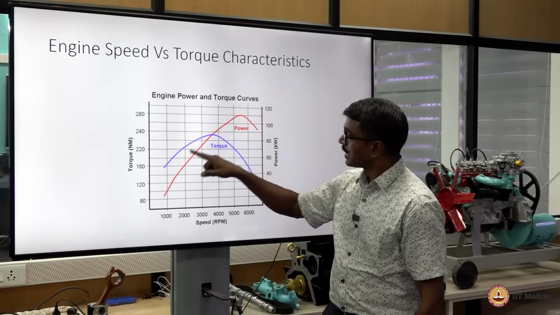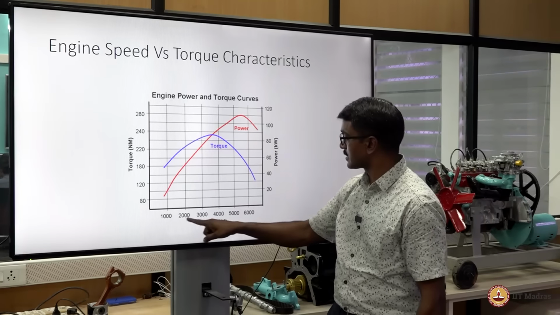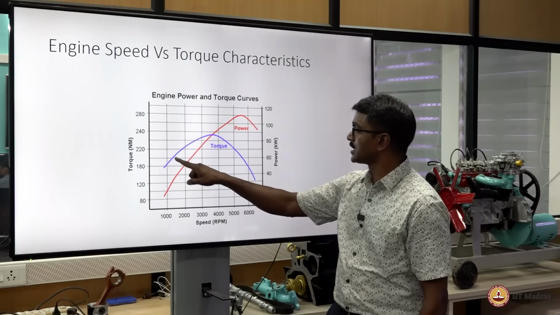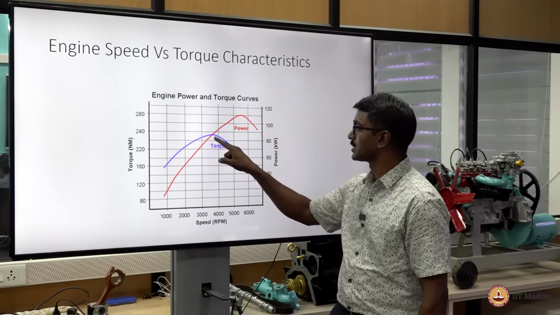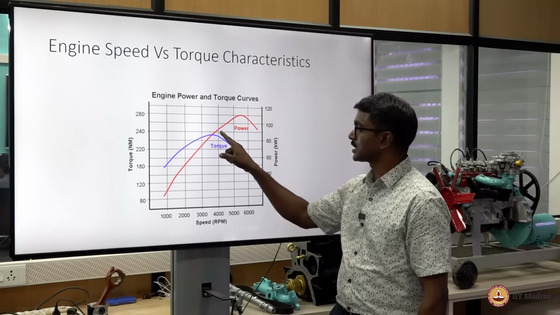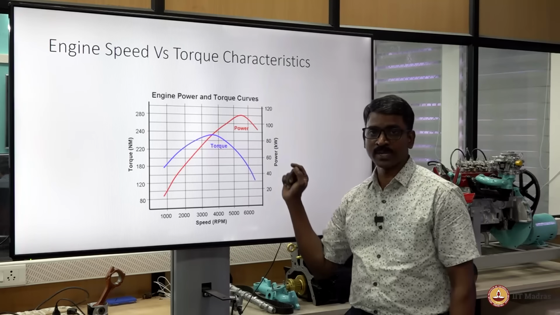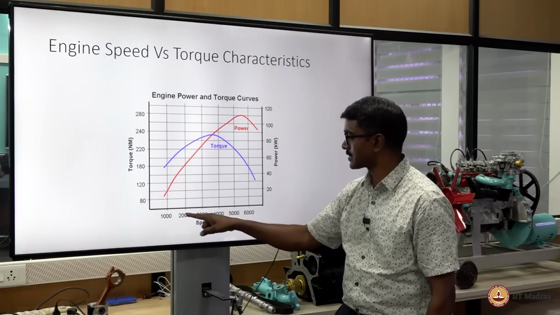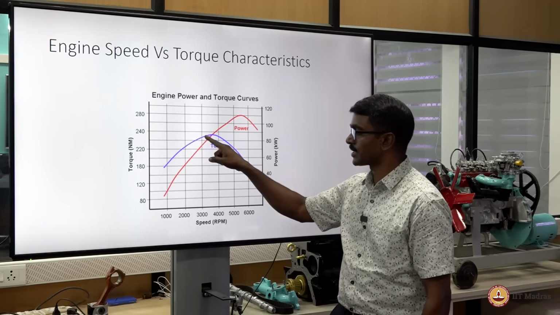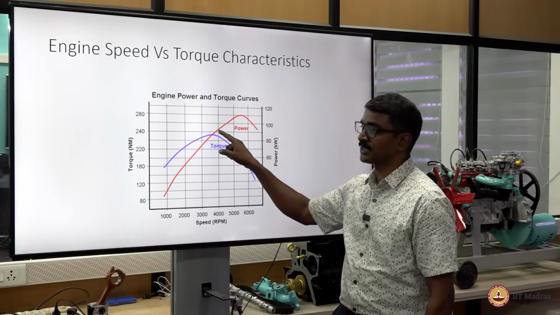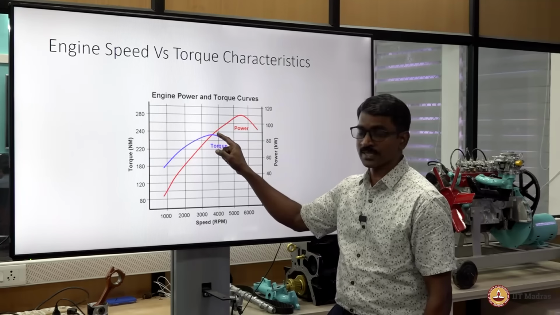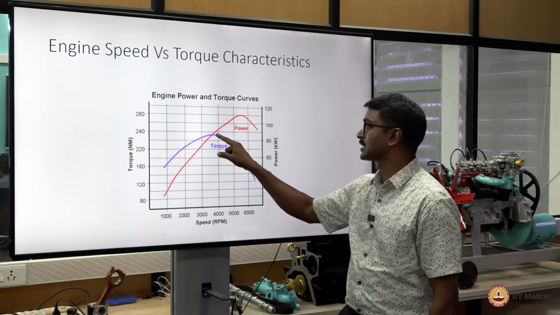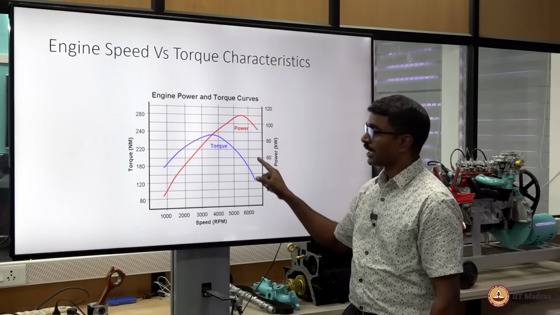Then here, as the engine speed increases, you see the engine torque increasing, but at one point the engine torque drops. This is because of the reduction in volumetric efficiency. As the engine speed increases, the volumetric efficiency also increases, but at one point the engine is not able to maintain the volumetric efficiency. As a result, the engine torque keeps coming down.